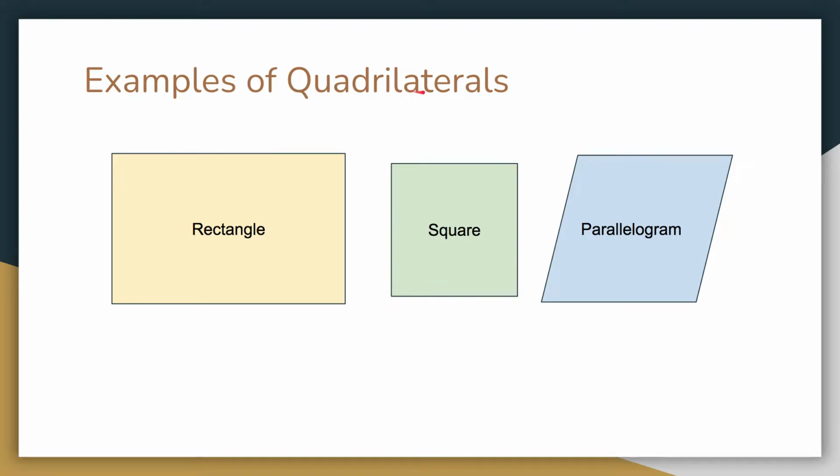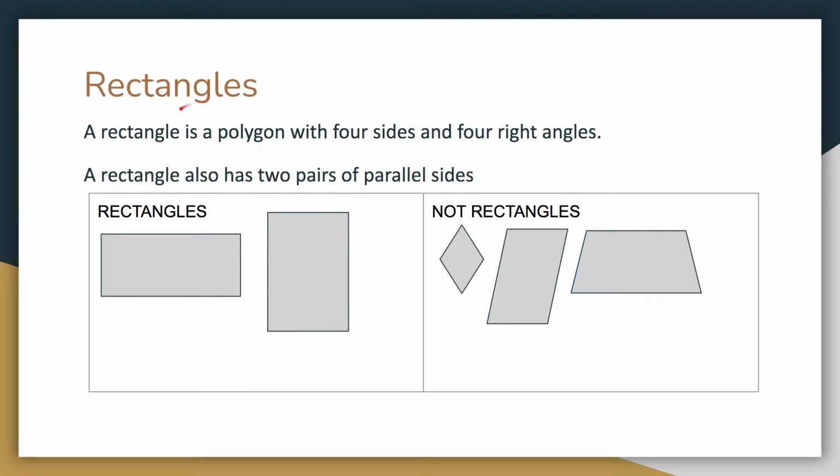Here are some examples of quadrilaterals. Here we have a rectangle, a square, and a parallelogram. First, we'll start off with rectangles. A rectangle is a polygon with four sides and four right angles. A rectangle also has two pairs of parallel sides.